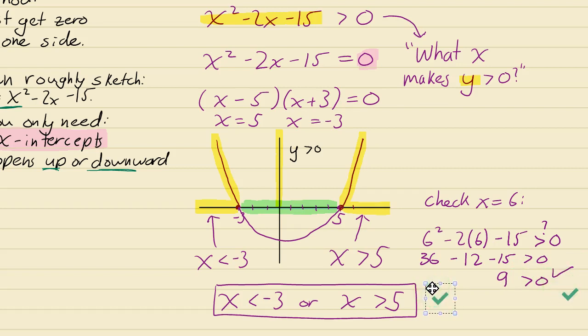And it's not going to be the stuff in the middle. If you try plugging in something like x equals 0 into it, hopefully you're going to get a negative result, which does not make the original inequality true. So that's a way you can do this.